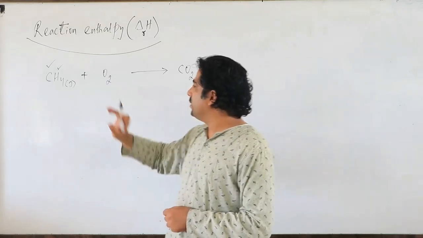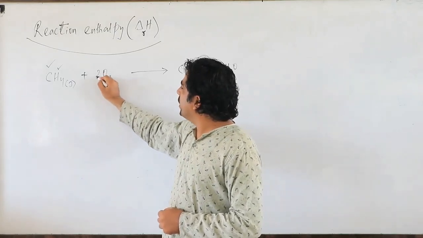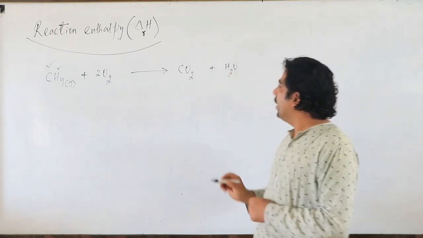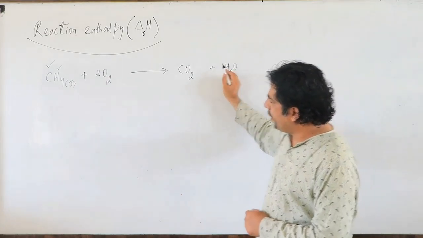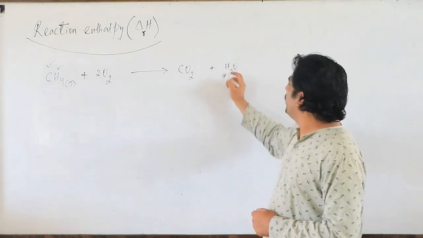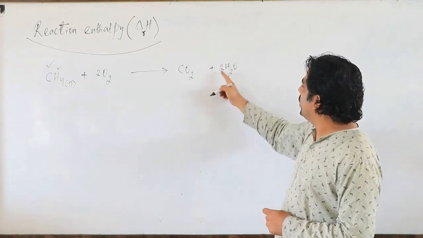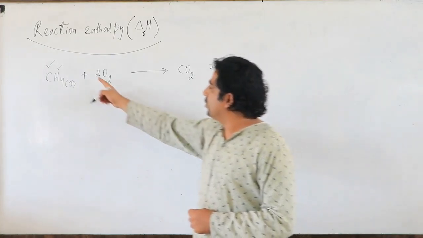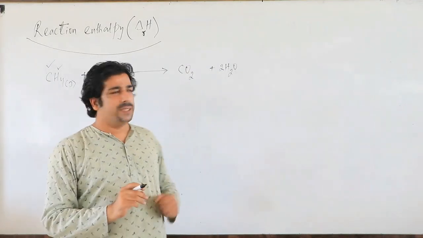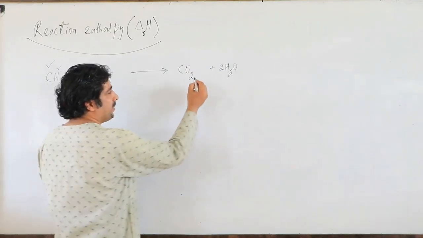So in order to balance this reaction, let's have a look. I will take this 2 times. And how many hydrogens are here? 4. 2 we have here, so we will take it 2 times. So here we have 2 plus 2, 4 oxygen, and here also we have 4 oxygen. So my dear friends, this is the balanced reaction. Let us mention the states here.